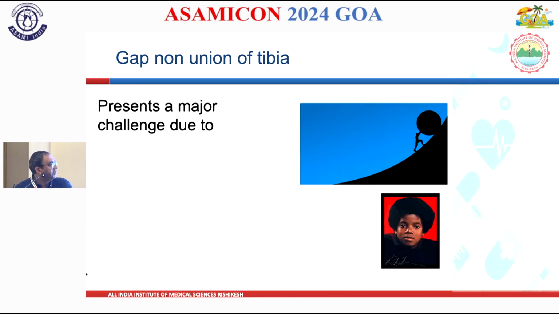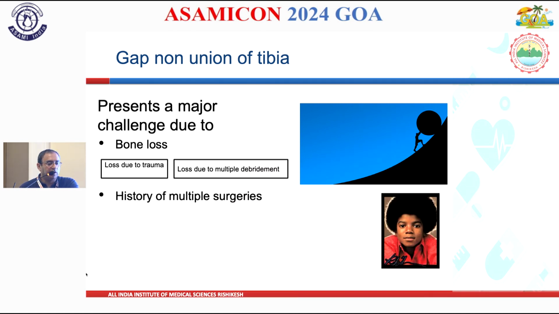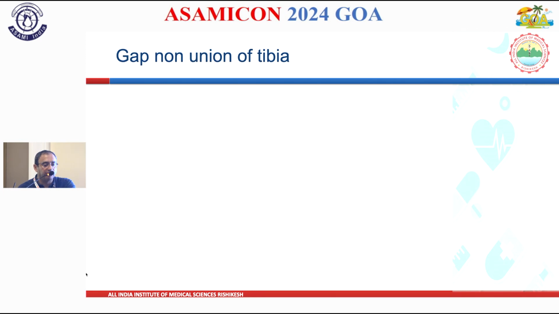So if we see gap non-union of tibia, it's a major challenge. Why? Because we have a bone loss. The bone loss is not just because of the trauma, but it's also because of the multiple surgeries which this patient undergoes. And because of these multiple surgeries, the innate environment of the area of the surgery is not the same as what is there at the time of trauma. So for the surgeon, it's time consuming and technically difficult, and for a patient, it's physically demanding and also psychologically demanding.